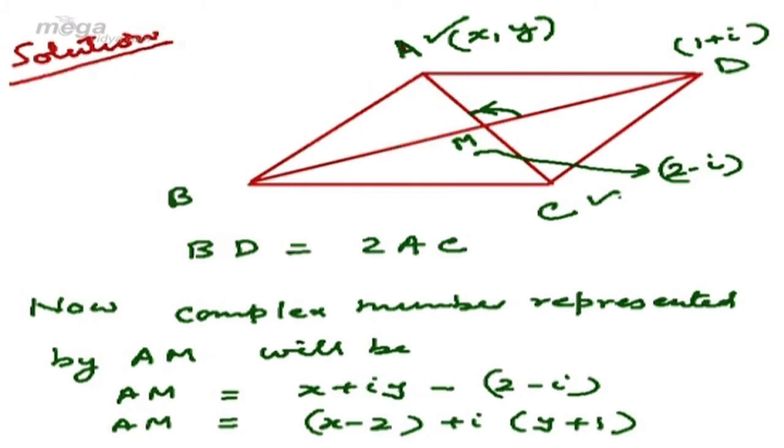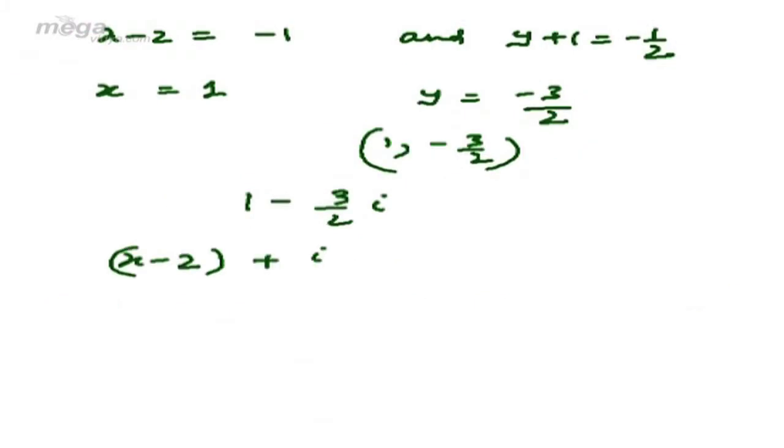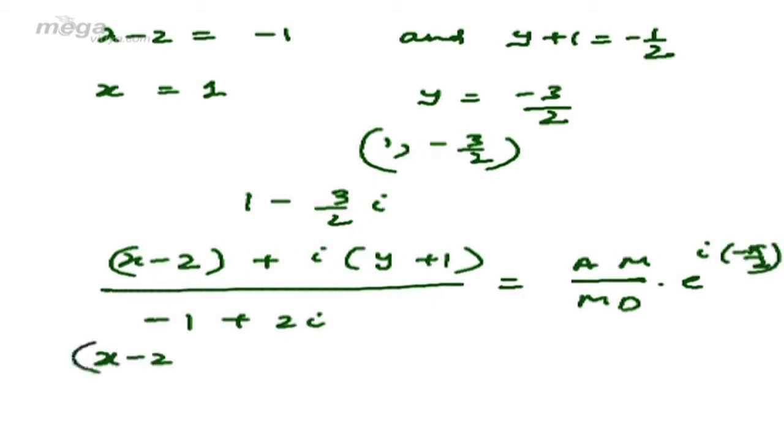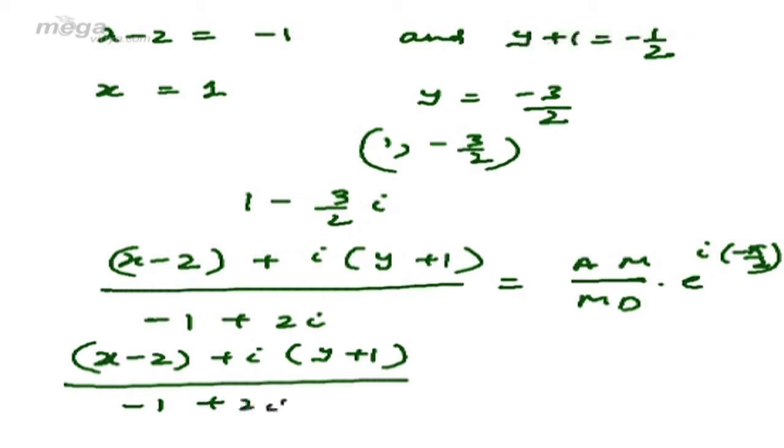Now the position of A can also be at the position where C is. So if you rotate the complex number in the clockwise direction, then you will have to take the negative sign. That is, x minus 2 plus i times y plus 1 divided by minus 1 plus 2i will be equal to AM upon MD into e to the power i times minus pi by 2. That is, x minus 2 plus i times y plus 1 upon minus 1 plus 2i is equal to 1 by 2 into minus i.